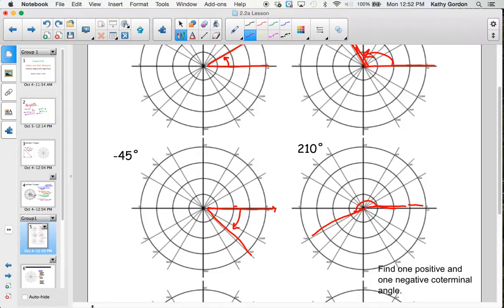Just one pair. Just one positive and one negative. All right, somebody got a positive one? What's another positive angle that would be co-terminal to 210? How much? 570? How did you get 570?